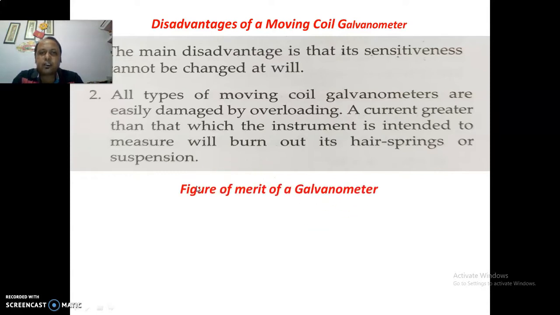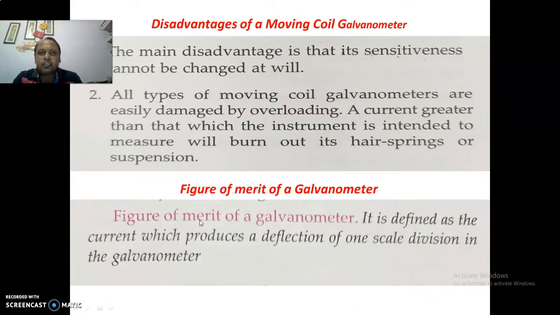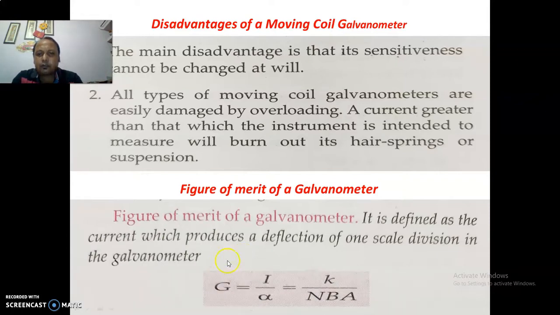Now we will discuss the figure of merit of a galvanometer. The figure of merit is actually the reciprocal of current sensitivity, or we can define it as the current which produces a deflection of one scale division in the galvanometer. That is current per unit deflection. So the figure of merit, which is given by capital G, is current per unit deflection, I upon alpha. If you remember, the current sensitivity was represented by alpha upon I, so this is the reciprocal of the current sensitivity, and it is given by K upon NBA.